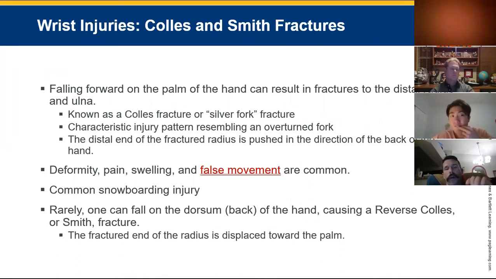So if there's just point tenderness right at the end of their wrist, and it doesn't look broken, but you can push on it and it really increases their pain, suspect a fracture and advise them that it could be fractured. Like you were saying earlier, always treat it as a fracture. We don't have X-rays.